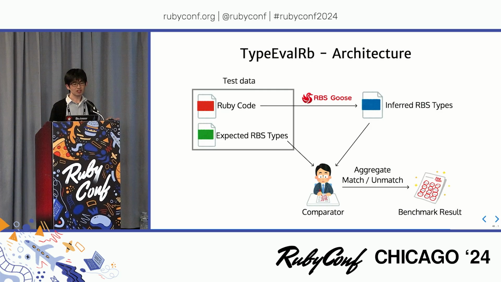I am planning to build TypeEvalRb with an architecture similar to previous studies. Differently, I am planning to use RBS for both expected and inferred types. The evaluation process is shown in this figure. Prepare Ruby code and expected RBS type definitions as test data, and generate inferred RBS with RBS Goose. The inferred RBS and expected RBS are compared, and the number of matches is counted as the benchmark result.